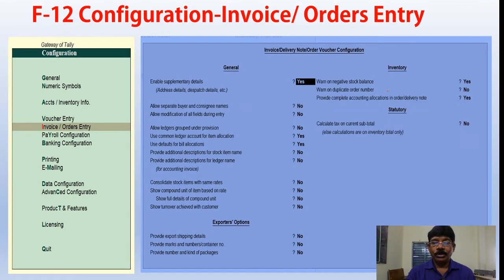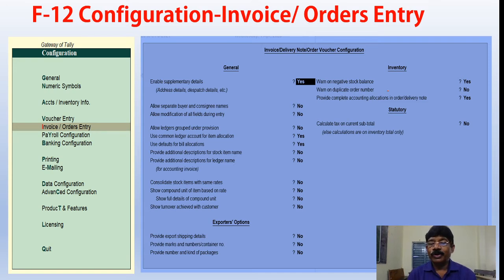Then coming to the invoice or order entries. Enable supplementary details, address, dispatch, like that. If I put it here, automatically it will ask me to enter the date and everything. Allow separate buyer and consignee names. Buyer will be different, consignee will be different. Then if I want to add two items, automatically it will display for me when I enable this one.